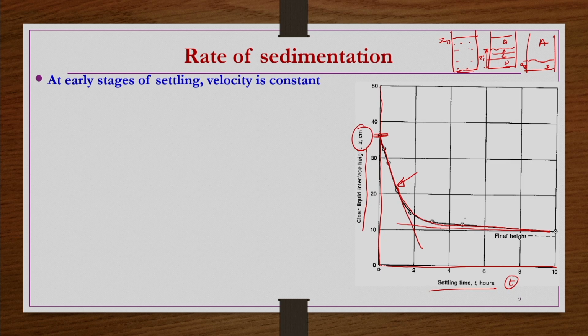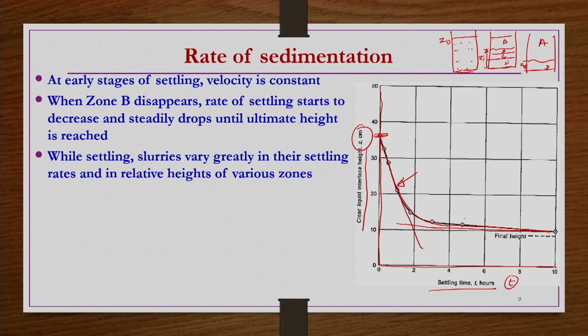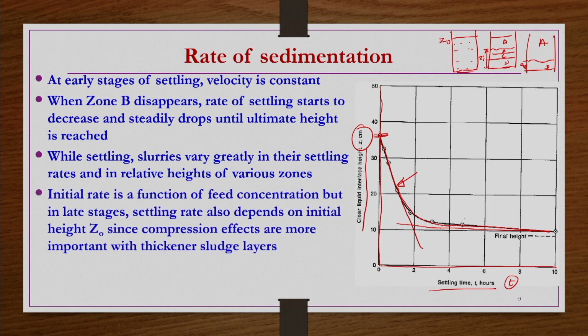At early stages of settling, velocity is constant. When zone B disappears, the rate of settling starts to decrease and rapidly drops until the ultimate height is reached. While settling, slurries vary greatly in their settling rates, and the relative heights of various zones also vary.